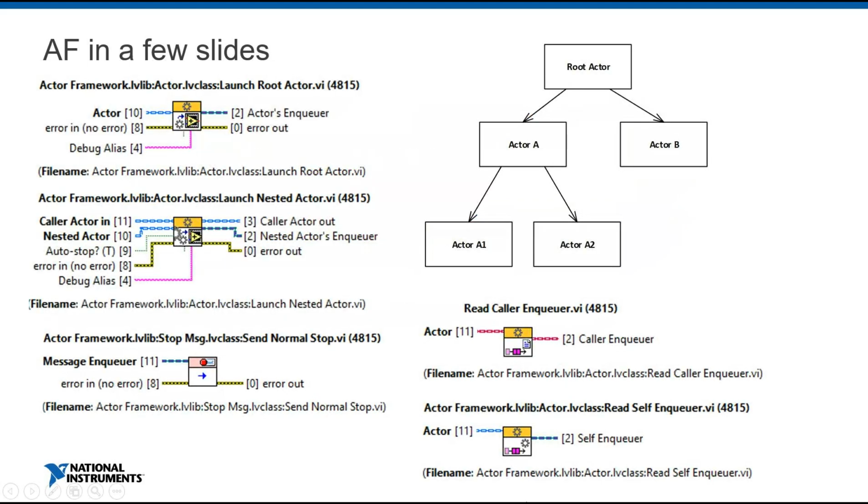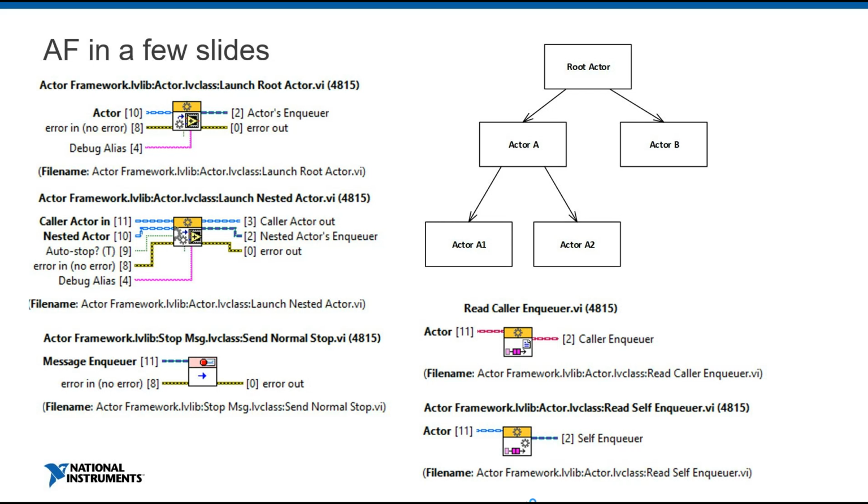So here are some VIs that are on the palette. Basically, launch root actor, at the top left: we pass an actor, it starts that actor core process running, and it gives us back the enqueuer, which is its mailbox. And then launch nested actor creates another actor that's owned by another actor, right? So we have the root actor. If you look at the tree on the right, we have a root actor that we've launched, and it decides, hey, I want to delegate some stuff to some other actors, so it launches actor A and B. And then actor A delegates some more stuff, so it launches A1 and A2, right?